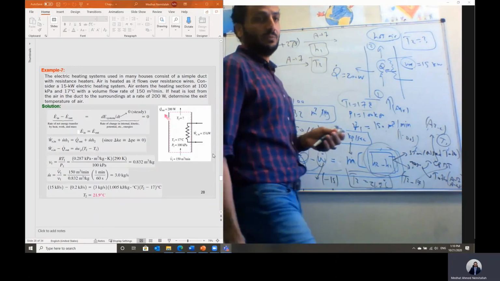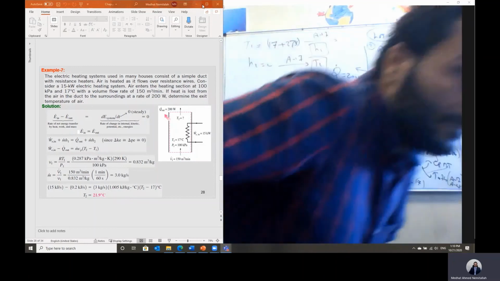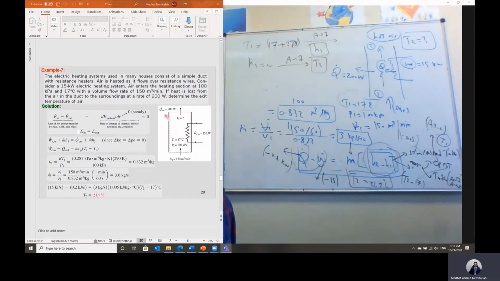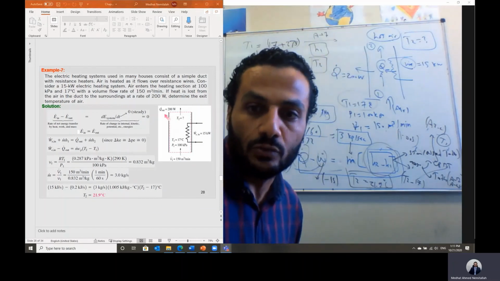Okay. By this, we are done with all of the steady flow devices. Inshallah, next time we'll be starting to talk about unsteady flow to end up with this shape.